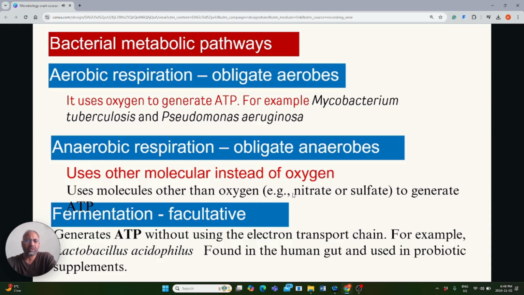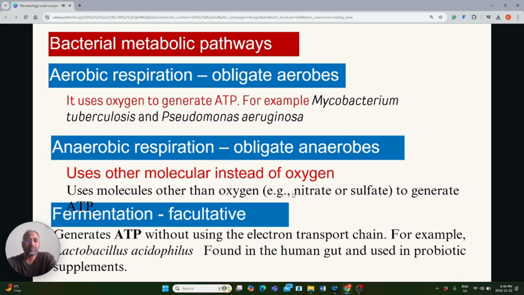Mycobacterium tuberculosis causes TB, the very famous disease, and Pseudomonas is mostly responsible for wound infections. These are examples of aerobic respiration, where the organism absolutely requires oxygen to survive. Whereas the second one is anaerobic respiration, in which the organism does not require oxygen, and in some cases it actually dies in the presence of oxygen.